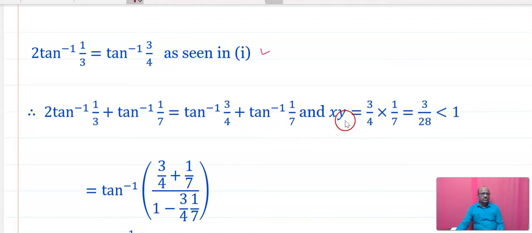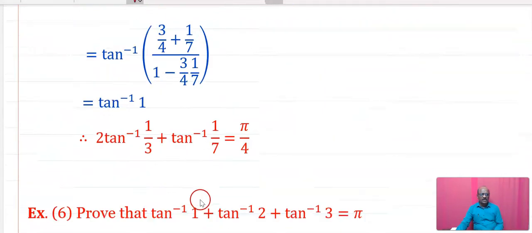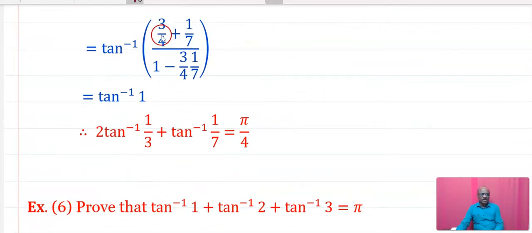Again the product of these two, that is 3 by 4 into 1 by 7, is less than 1. Again we will apply the formula: tan inverse of x plus tan inverse of y is equal to tan inverse of x plus y upon 1 minus x into y. Therefore tan inverse of 3 by 4 plus 1 by 7 upon 1 minus 3 by 4 into 1 by 7. And if we simplify it, then we get tan inverse of 1, and this tan inverse of 1 is nothing but pi by 4.